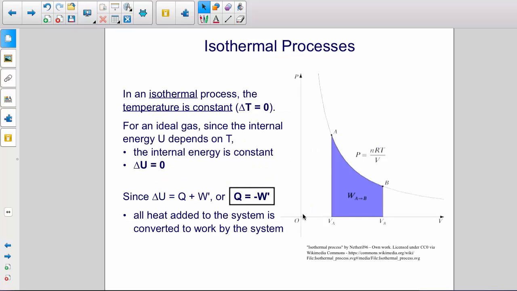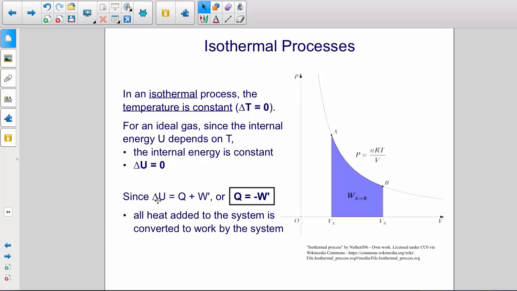Let's first consider isothermal processes. In an isothermal process, the temperature is constant. That is, the change in temperature is 0. For an ideal gas, since the internal energy depends completely on the temperature, the internal energy must be a constant. That is to say, the change in internal energy is 0.